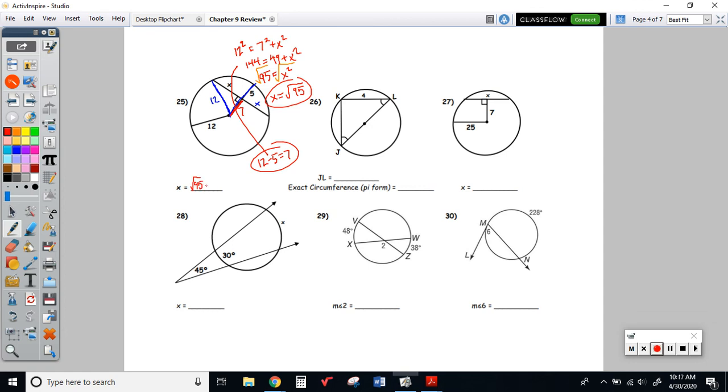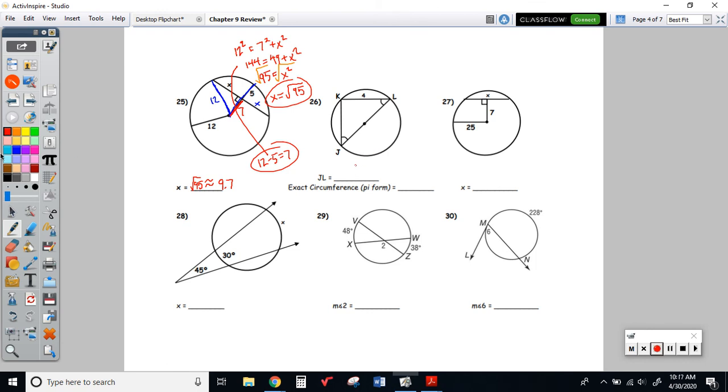If you were asked for the answer in an approximate form, just put that into a calculator. 9.7 and some change, so about 9.7 times itself would be 95. So that's rounded off to the nearest tenth. 9.74679 to 5 decimal places is what I had there.